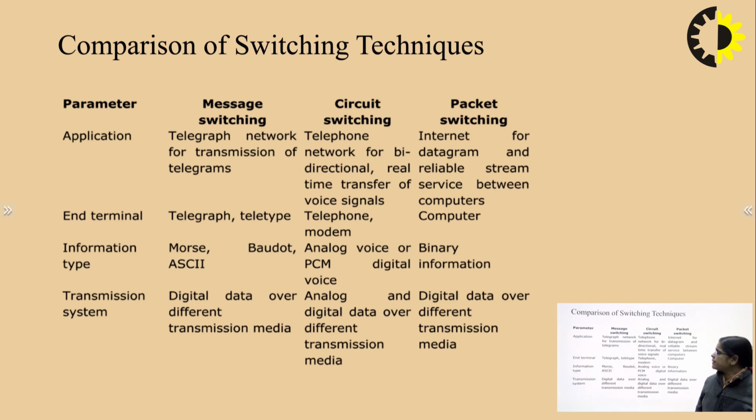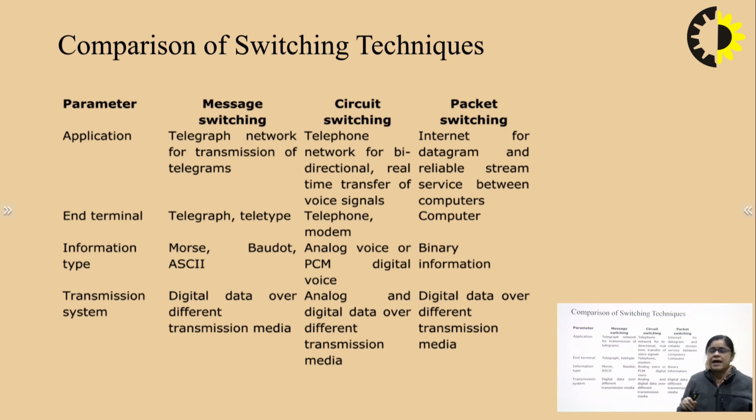When we talk about the application, message switching is the telegraph network for the transmission of telegrams. In circuit switching, we take the telephone network. In packet switching, normally we talk about the internet. What are the end terminals? For message switching, the end terminals are telegraph and teletype. In circuit switching, it is the telephone, and we normally use a modem. In packet switching, we normally use a computer.